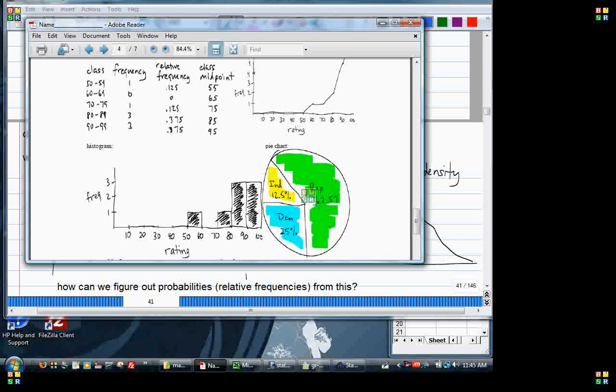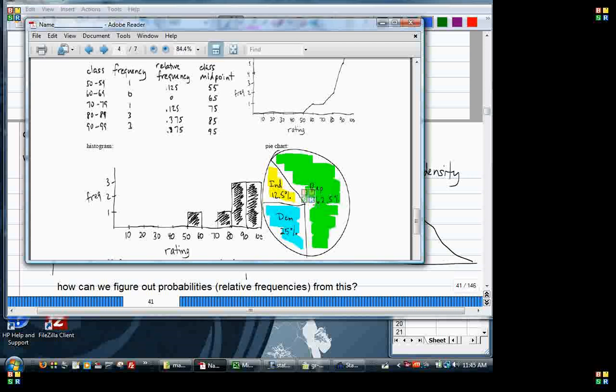Right. So one way to do this is just to say, well, how handy, we've got the actual chart with all the information here. So what's the probability of the class from 90 to 99? What's the probability? It's something out of something. That's what a probability is. Yes, it's 3 out of 8.